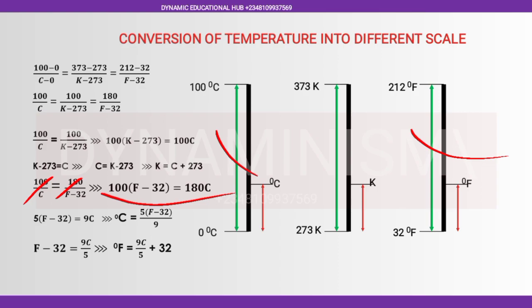180. Now divide this side by 20 and divide this side by 20 as well. 20, 20, you get 5 into bracket F minus 32 is equal to 9C. At the end of the day, if you make C the subject of the formula, you get this. Try and make F the subject of the formula, you get this.